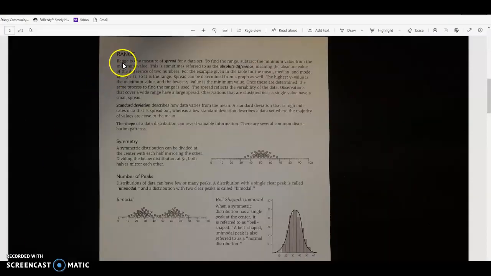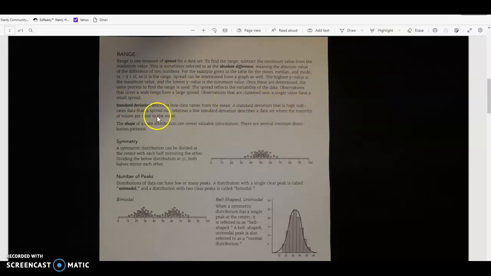Now we're going to talk about the range. The range is one measure of spread for a data set. To find the range, just take the minimum value in the list and the maximum value in the list and subtract these two. This is called the absolute difference, meaning the absolute value. So for example, given the table for the mean, median, and mode, we had 14 minus 3, that's our max, this is our min, so 11 is the range.